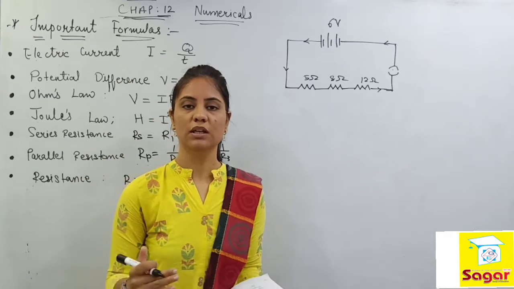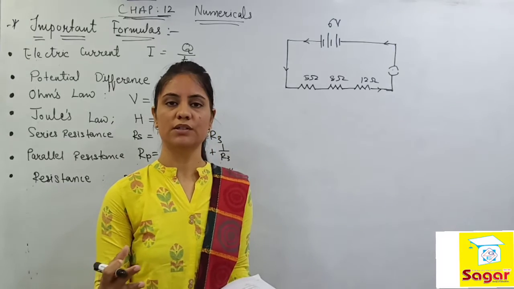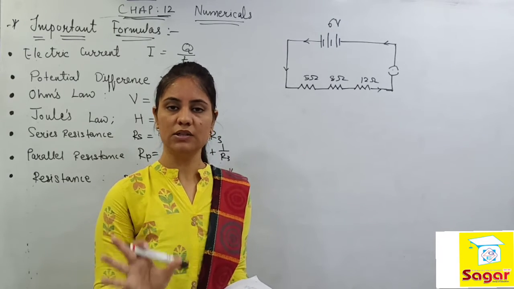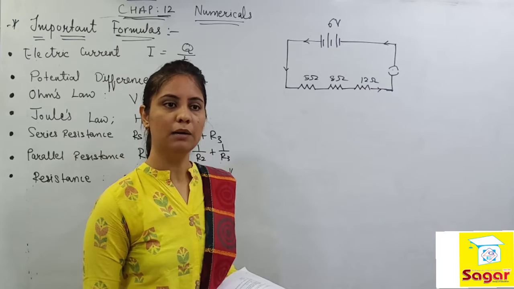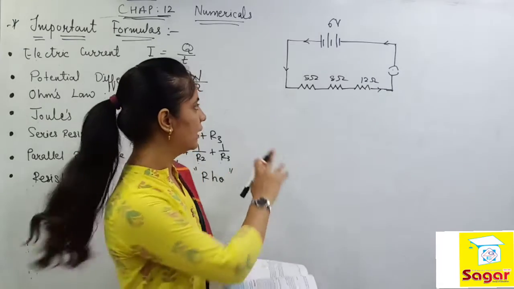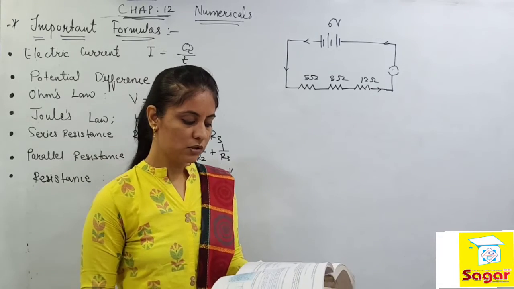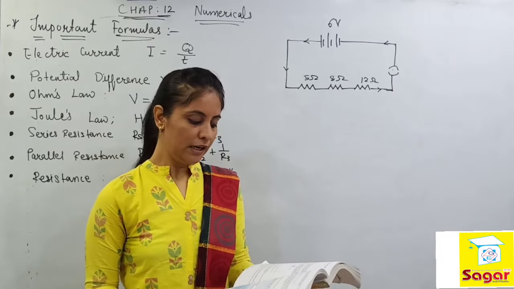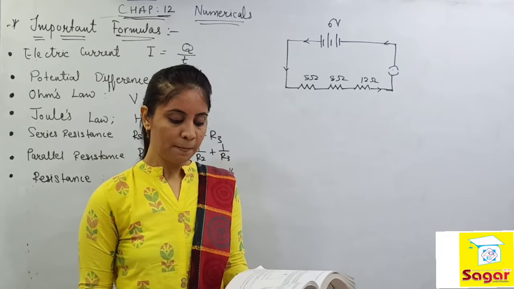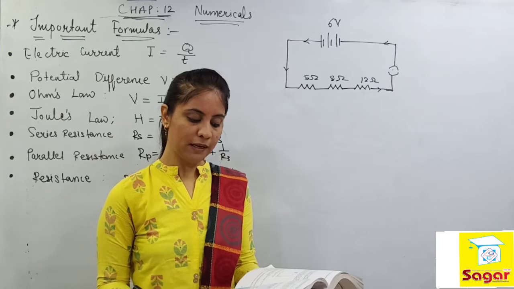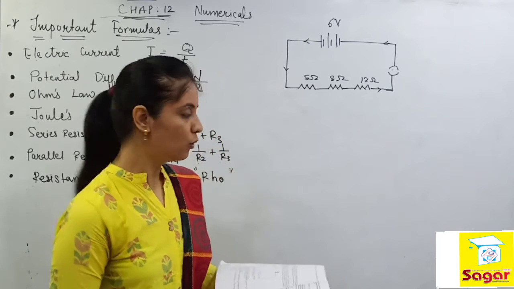The second question given in your textbook is relevant to the first question only. In the first numerical they are just asking us to draw the schematic diagram according to the values given, so that we have made. Now what the second question says is to put the ammeter and measure the current through the resistance, and also you have to apply a voltmeter across the 12 ohm resistor.